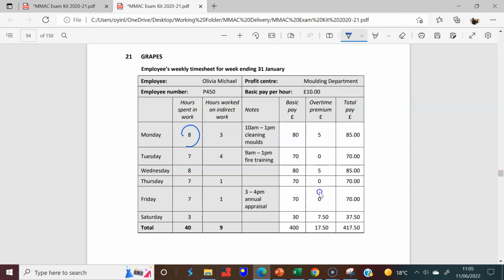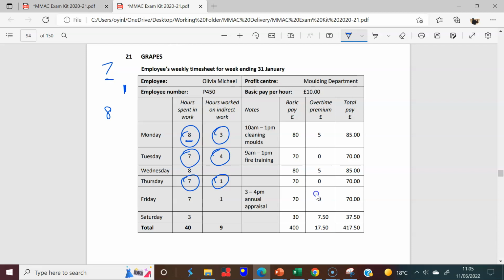So within these 8 hours, 3 of those hours are indirect work. Within these 7 hours, 4 of those hours are indirect work. And then you have 8 hours here. Within these 7 hours, 1 of those hours is indirect work. We have done the math, so I'm going to use the answers here. Where you work 8 hours in total, if you're over 7 hours, 1 of those hours is overtime, because 7 hours is the benchmark, right?